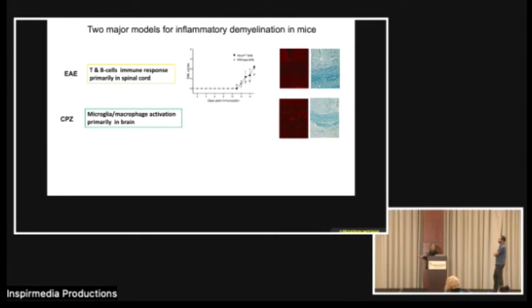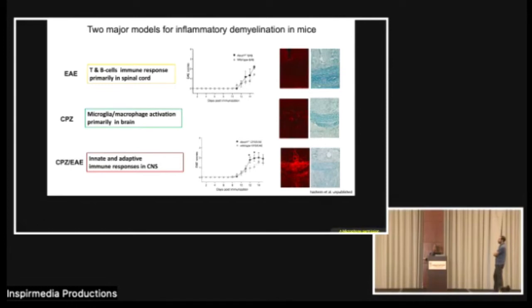We couldn't see any macrophage, monocyte in this area, and there is no demyelination in this area. Then we do cuprizone induced cuprizone. And we could see some macrophage monocyte here, but we could see a little bit of demyelination when compared with the EAE.